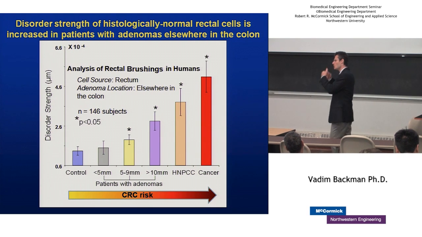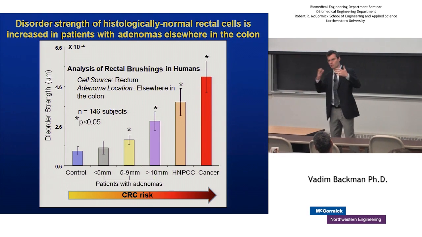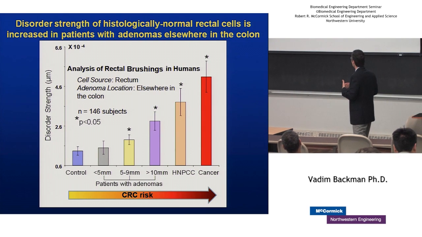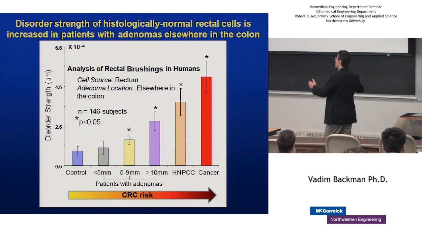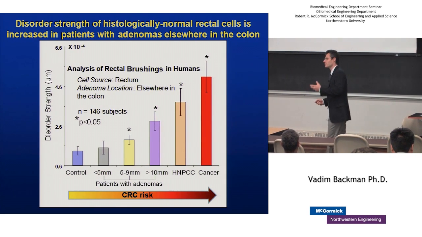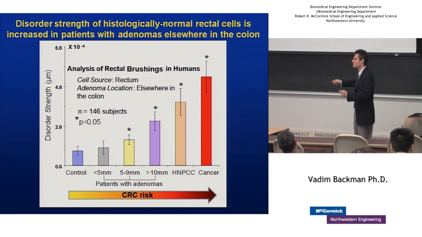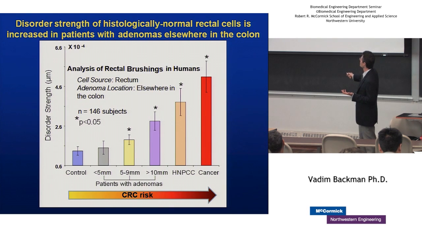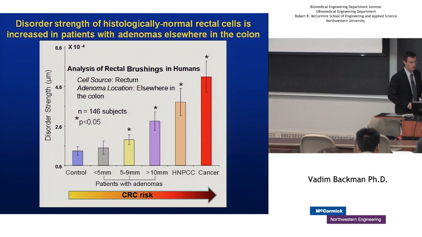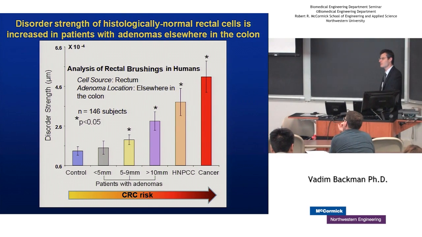So we brush the cells, we do cytology, then patients undergo a colonoscopy and we correlate the results. So patients with no neoplasia, patients with small, intermediate size, advanced adenomas, patients genetically predisposed for colon cancer, and patients with a known history of colon cancer. As you move from left to right, the risk of colon cancer increases. Most of the small lesions spontaneously regress. These patients would not have any increased risk than, let's say, control patients. The patients with advanced adenomas have a much higher chance of progressing into cancer. And this is exactly what happens with the disorder strength.